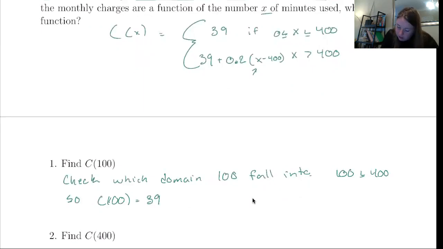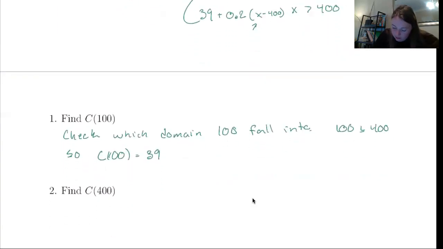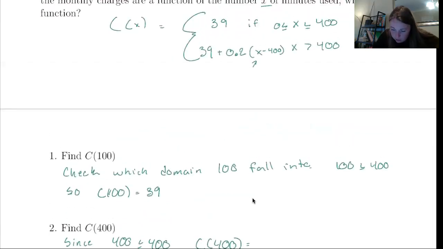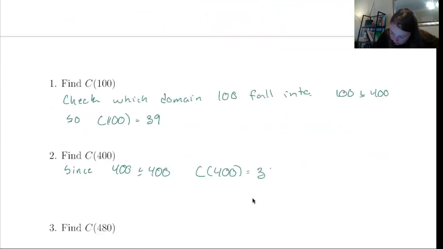And then find C of 400. This is where it becomes very important because you're like, oh, what if I forgot the equal to part of that less than or equal to? Well, then you wouldn't have 400 defined at all. Your function would not be well defined. Not everything is defined continuously. So since 400 is less than or equal to 400, we would look at still the first one. So still 39.